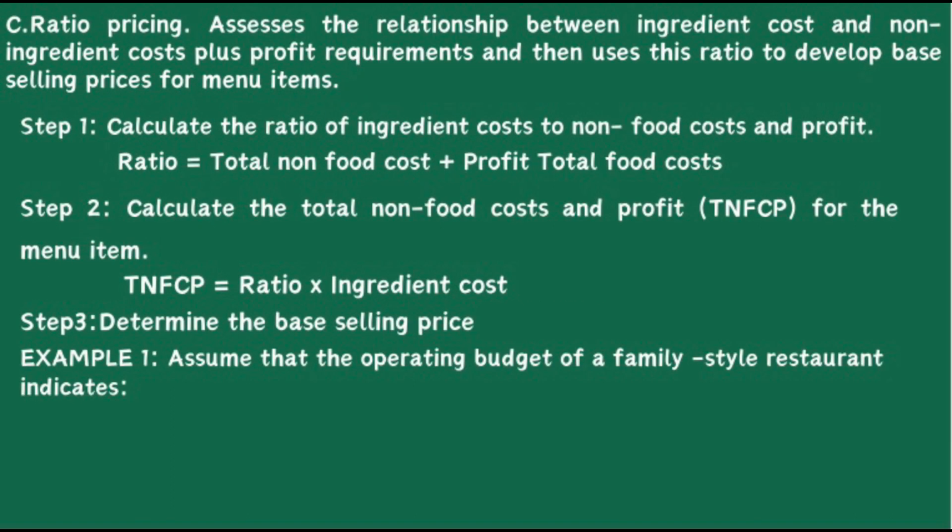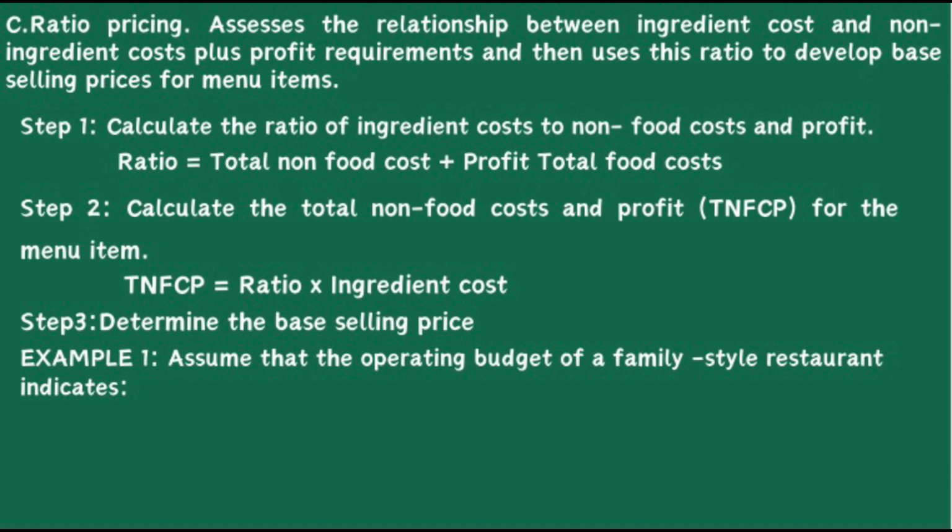Next, ratio pricing. It assesses the relationship between ingredient cost and non-ingredient cost plus profit requirements, and then uses this ratio to develop base selling prices for menu items. Step 1, calculate the ratio of ingredient cost to non-food cost and profit. Formula: ratio equals total non-food cost plus profit over total food cost. Step 2, calculate the total non-food cost and profit for the menu item, which equals ratio times ingredient cost. Step 3, determine the base selling price.